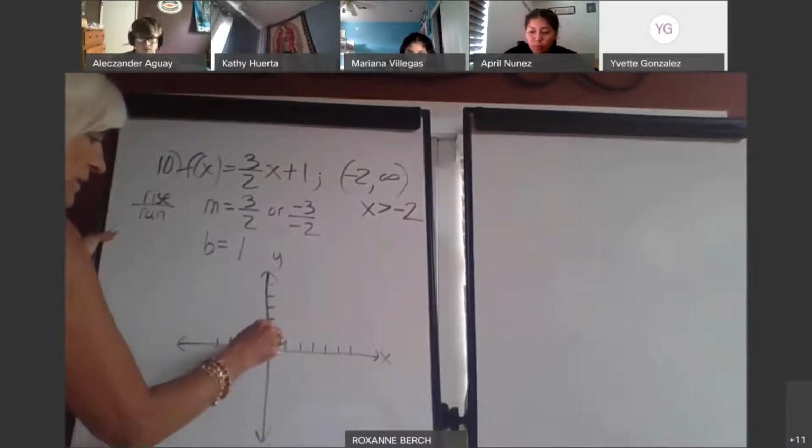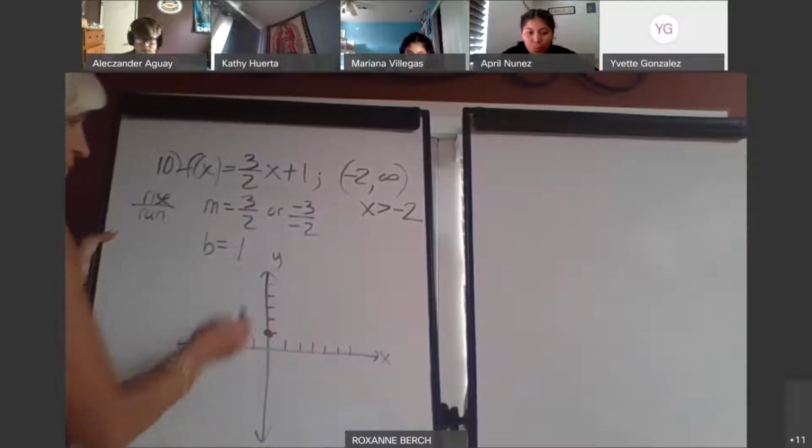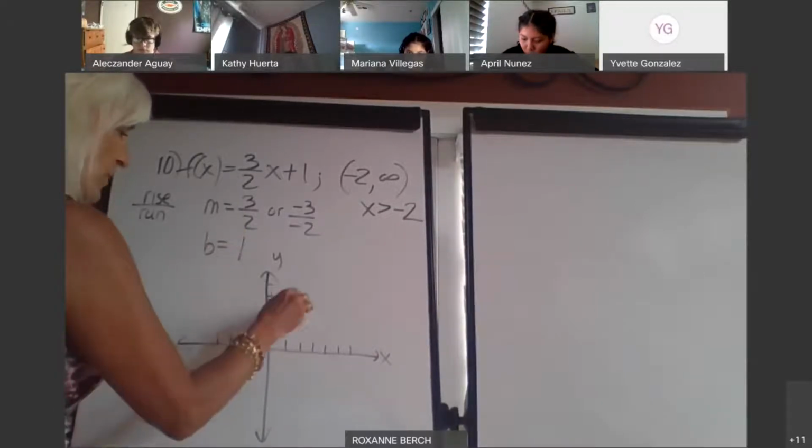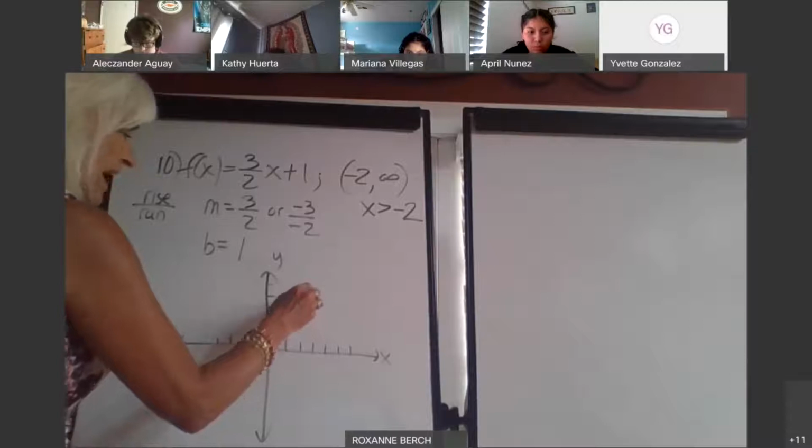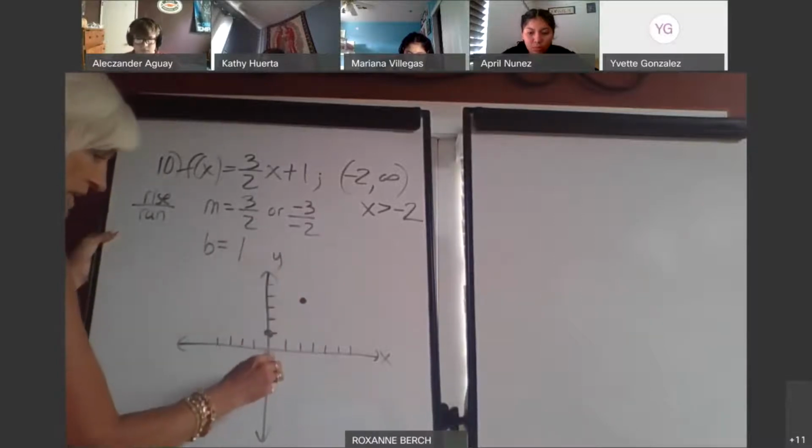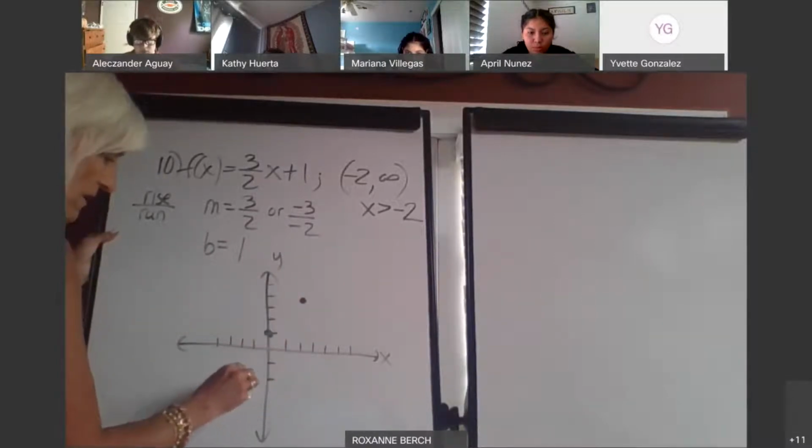So you start at 0, up 1, and I'm going to go up 3, right 2, up 3, right 2, up 3, right 2. I kind of ran out of room. So now I'm going to go down 3, left 2, and draw my line.